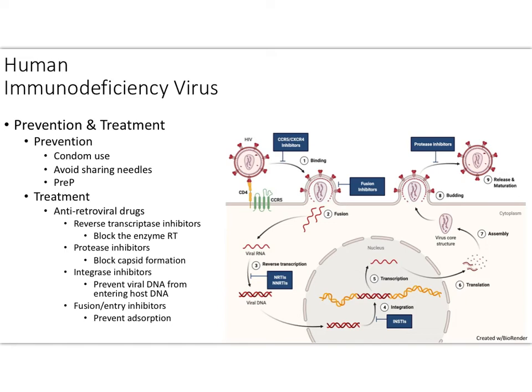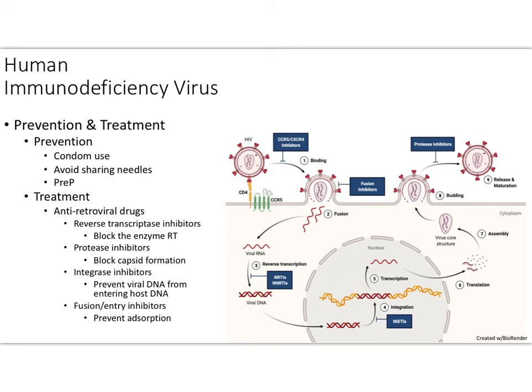Fusion and entry inhibitors are ones that prevent adsorption. So these are ones that block the stage where the virus actually needs to attach to the host cell on the outside. This helps, at least ideally, prevent the virus from being able to even get inside the host cell and start the viral replication cycle at all.